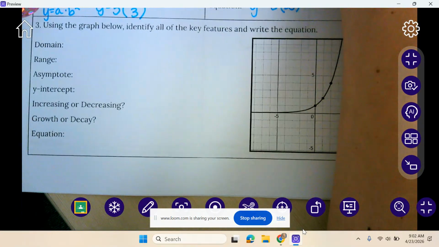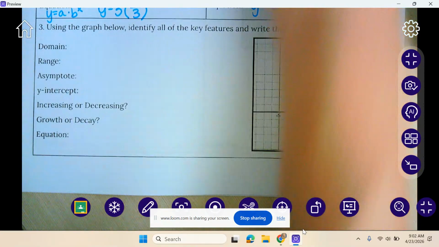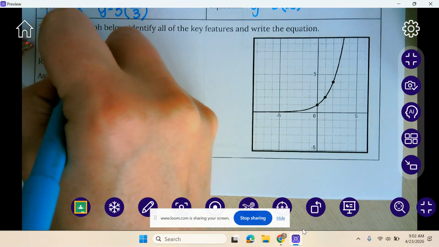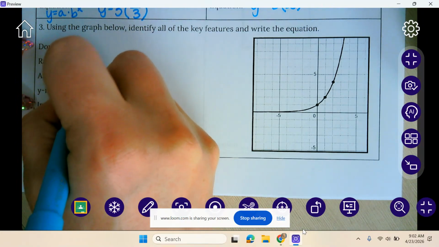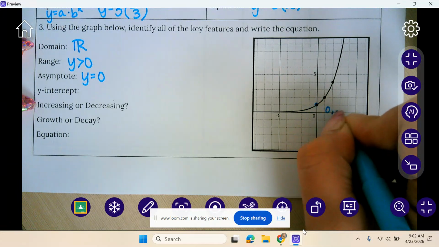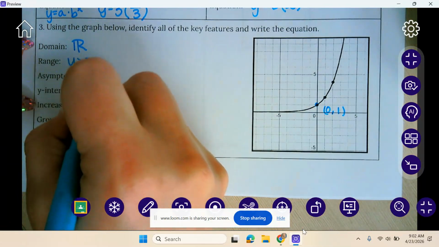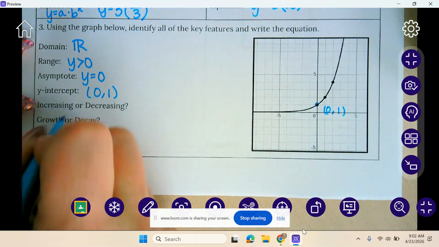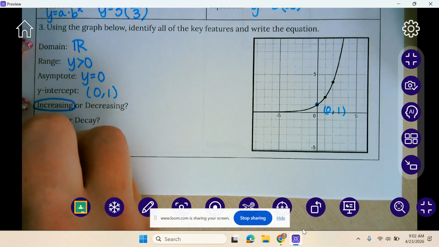All right, so this one is pretty much doing it all over again. So domain is all real numbers. Range is y is greater than 0. Asymptote is y = 0. This y-intercept is right here. That's (0, 1). I can see left to right, it's going up. So that would be increasing, which is also growth.